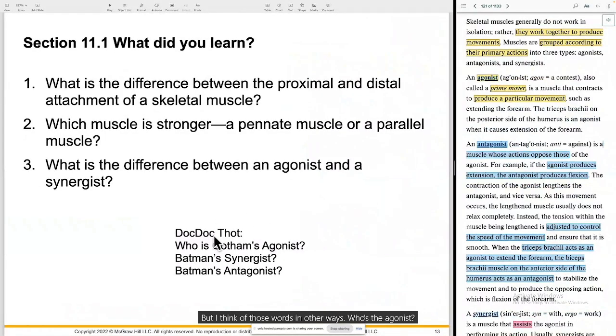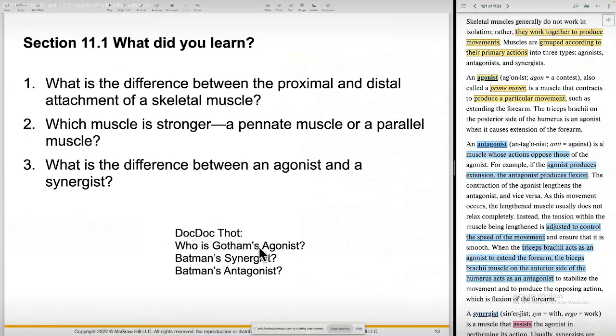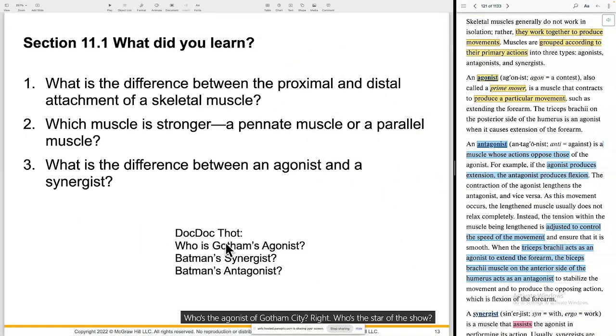But I think of those words in other ways. Who's the agonist of Gotham City, right? Who's the star of the show? Batman. Who's Batman's synergist, right? Who helps Batman? Well, in some of the older stuff, it was Robin, but sometimes it's Catwoman, right? Alfred's the synergist. Who's Batman's antagonist? Who does the opposite? All of those other characters, right? The Penguin, the Riddler, and all of that. All right, we get it.